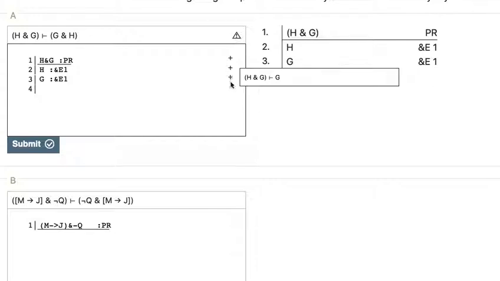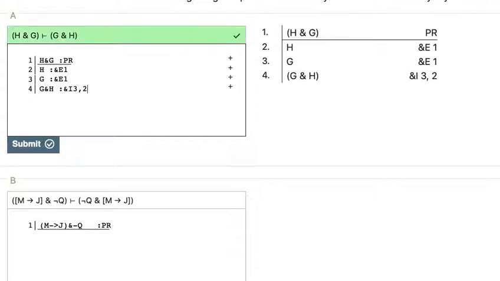And Carnap gives it a plus over here on the right-hand side of the proof when the line is complete, when it has a sentence, and when that sentence is justified by the line that we've written down. So keep in mind we want G and H. We've derived H on its own line, G on its own line. We can use and introduction on 3 and 2 to complete the proof. So Carnap realizes that we've gotten to the sentence that was our goal sentence, so it highlights the top in green and puts a check mark there.